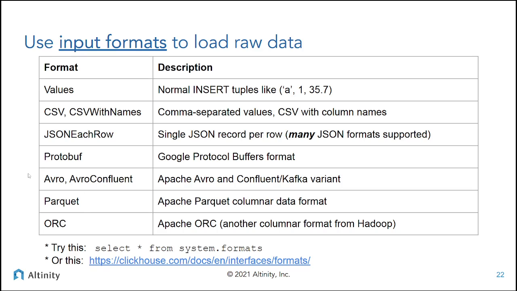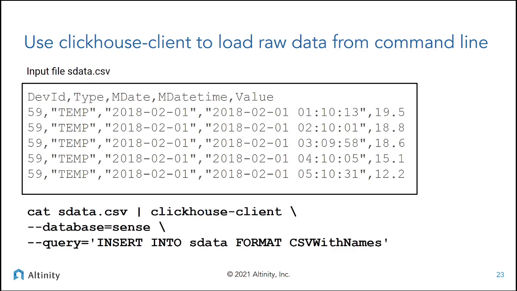So there's a really good chance that, for example, if you're loading Parquet, you can just load it straight out of the Parquet file. All you need to do is pump it in. So the question is, how do you do that? It turns out that ClickHouse has a number of ways of grabbing these files. The simplest way, when you're starting out and you've got data in files and you want to get it loaded quickly, is to load it using ClickHouse Client. Here's my file, it's sdata.csv.